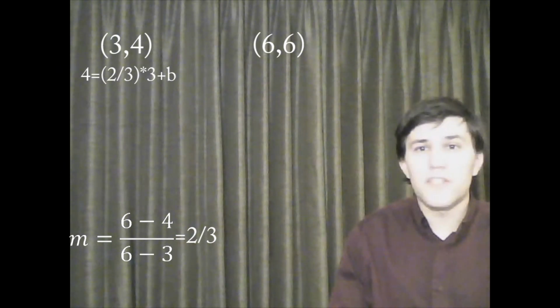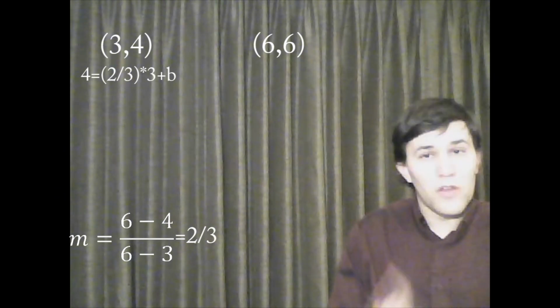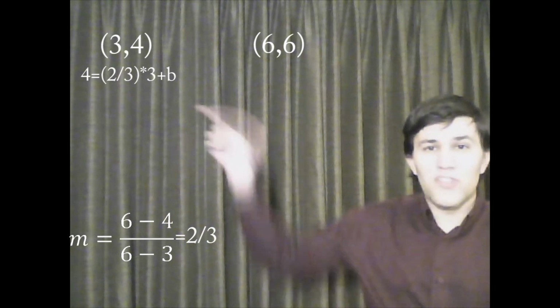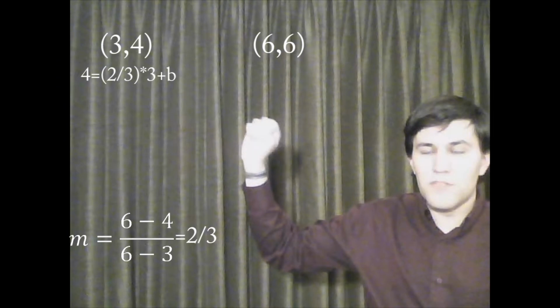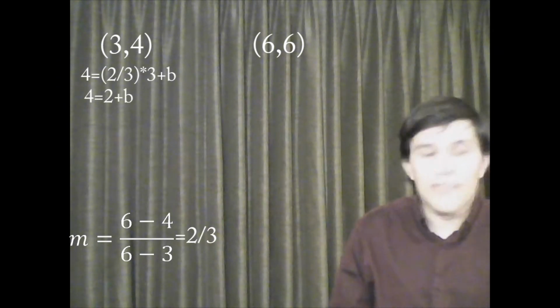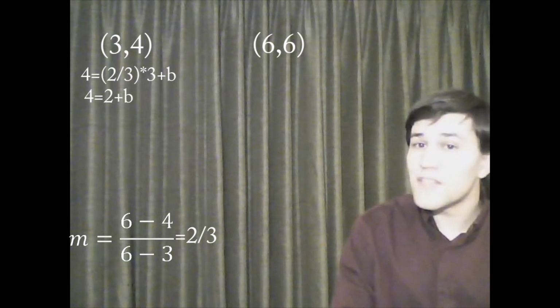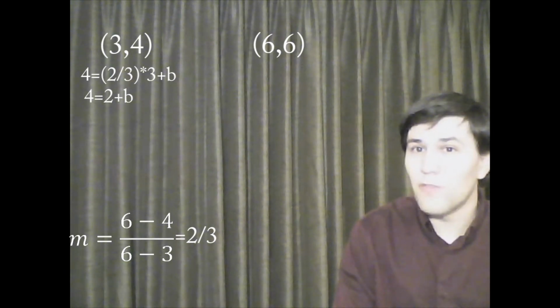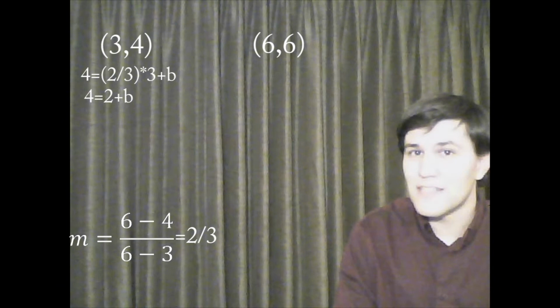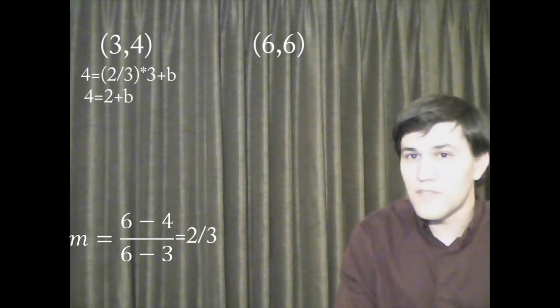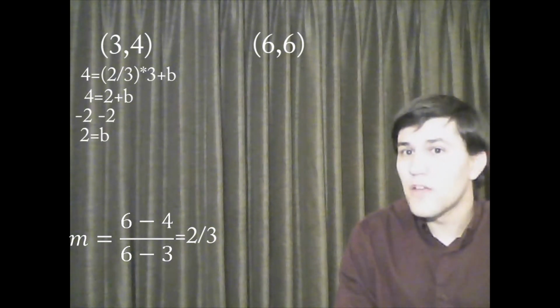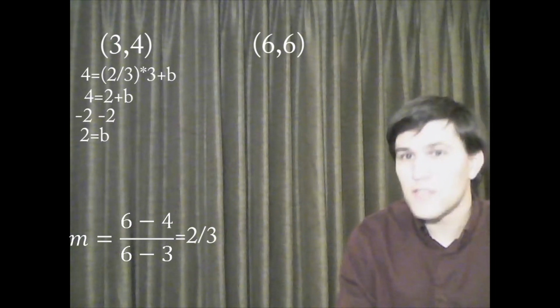So we're going to solve for b. First, we need to multiply this 2/3 by 3, so that becomes 2. Now we're left with the equation 4 equals 2 plus b. This is a one-step equation that we can solve by subtracting 2 from both sides. This gives us b equals 2, so we have the equation y equals 2/3 x plus 2.